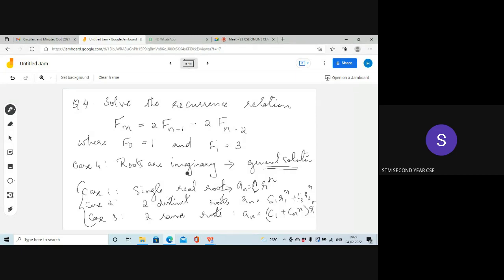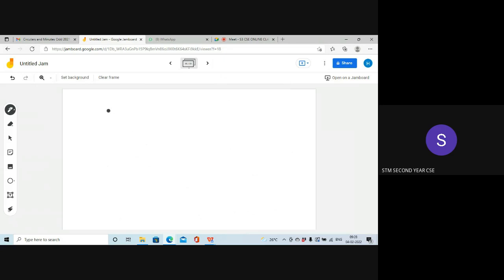Okay, Adarsh. Now we are going to solve the fourth case. With that, we'll come to the end of homogeneous recurrence relations. This is the question given. Just like we solved the other question, we have to proceed until we get the roots. Given Fn = 2Fn-1 - 2Fn-2.